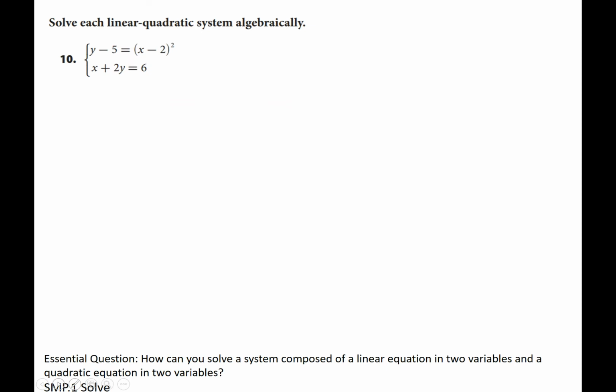All right, we're going to solve again. Again, I need to get one of the variables solved for. It doesn't matter which one. So on this one, I'm going to solve for x in the second equation by subtracting the 2y from both sides. So you've got x equals negative 2y plus 6. I'm going to take this and substitute it in for the x in the other equation.